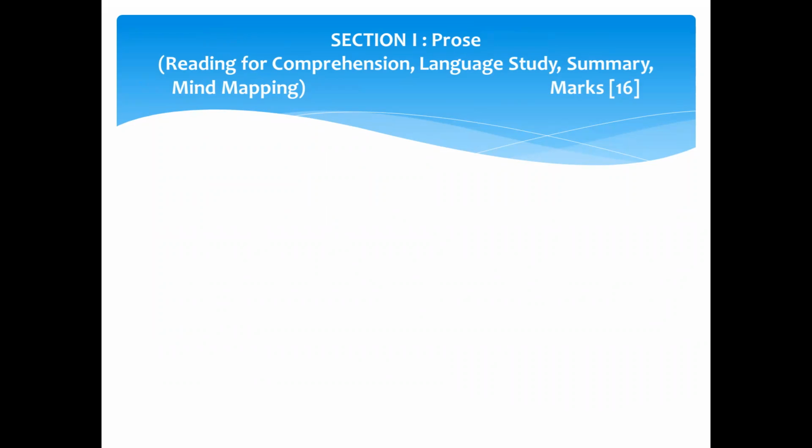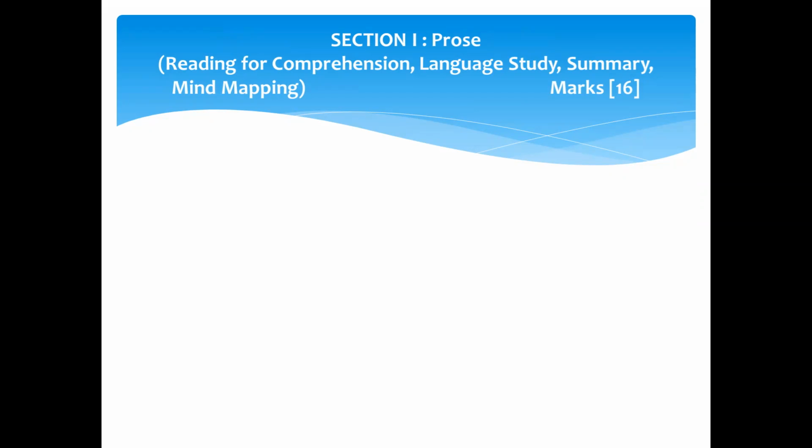Let us begin with the section 1, prose. Our model activity sheet is of 80 marks. There are 4 sections in the activity sheet. Section 1, prose. Section 2, poetry. Section 3, writing skills. Section 4, literary genre novel.